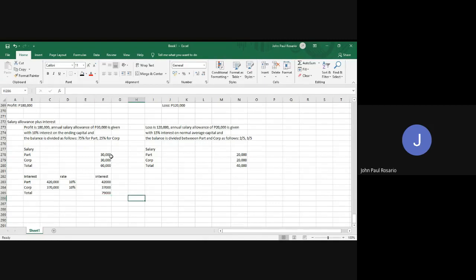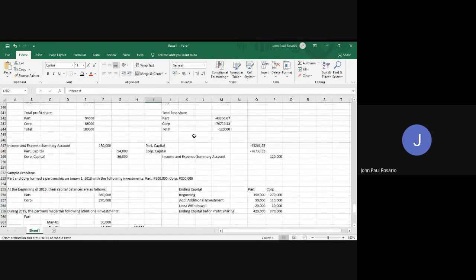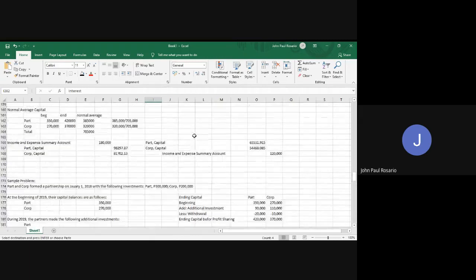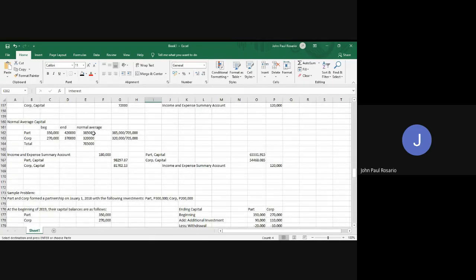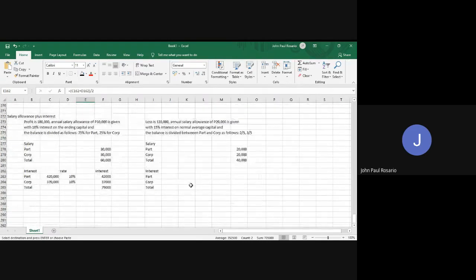While for the other side, it is based on the normal average capital. So if you can remember, guys, our normal average is up above. Normal average is 385,000 and 320,000. So in these problems, guys, you really have to solve first the normal average, moving average, so that you can solve the problem.